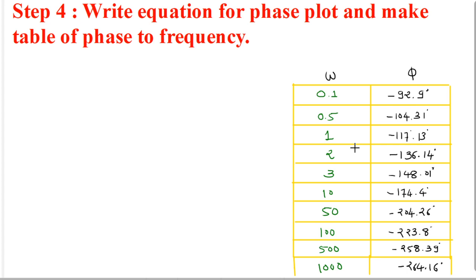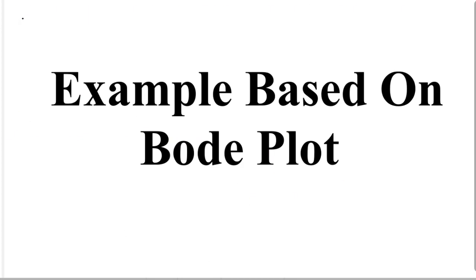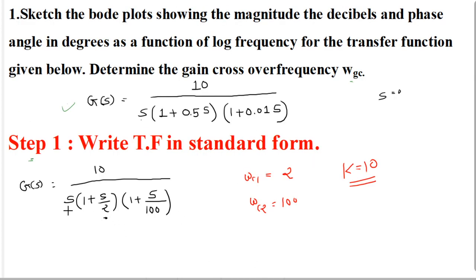Prepare this table. First of all, write down the formula for the phase angle, phi, in the transfer function. Here you can see one pole at the origin, so that is minus 90. After that there is no zero, only poles, and there are two poles with corner frequencies 2 and 100.